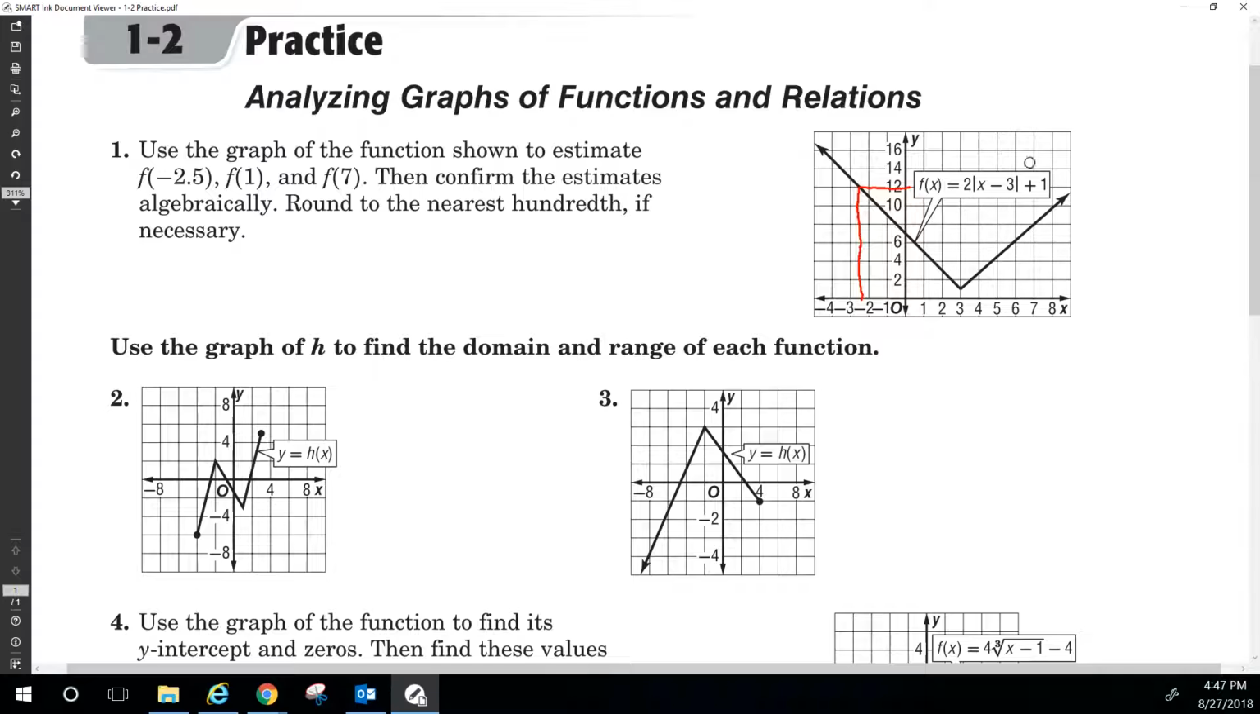So a lot of you are coming to me asking me what those symbols mean. That's an absolute value. That was like September of last year. Chances are you probably don't remember it.